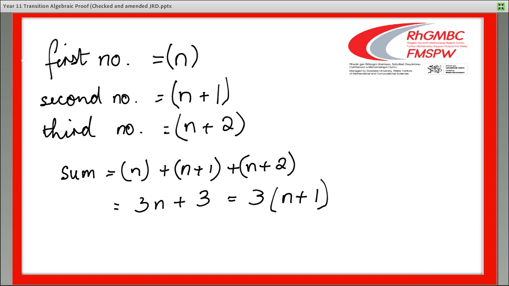Now, as you can see, I have a common factor of 3, which I've taken outside the brackets, which means that we've got 3 times a number. Now that number is worth n plus 1. And if you notice, if you look at the 3 numbers that we started with, it's 3 times the middle number. But because we've got 3 as a common factor outside, the total will always be divisible by 3. So we can say here, therefore, divisible by 3.